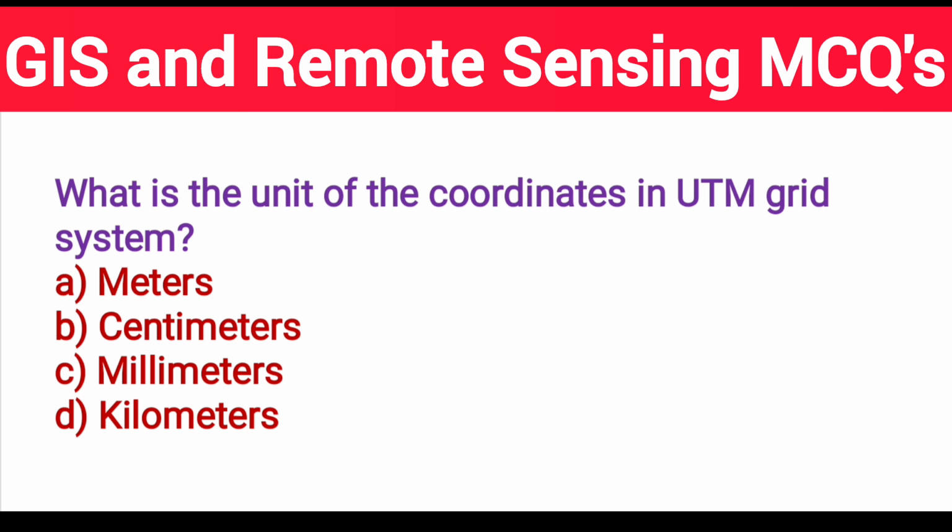Next question, what is the unit of coordinate in UTM grid system? Option A, meters, option B, centimeters, option C, millimeters, option D, kilometers. So the correct answer is option A, meters.